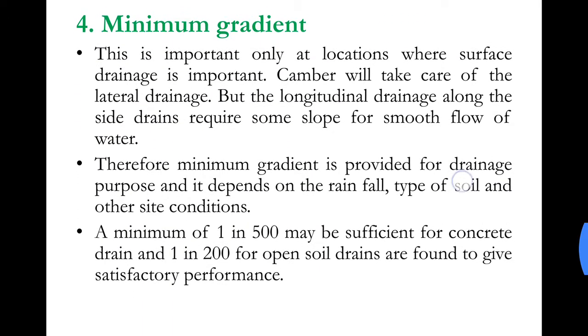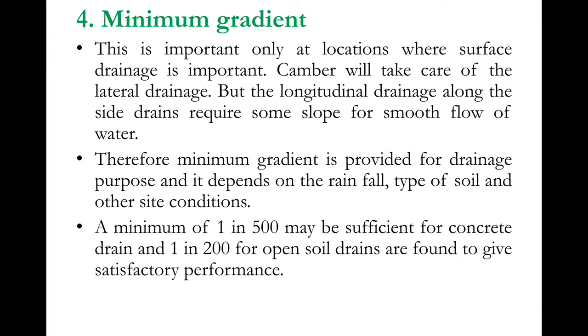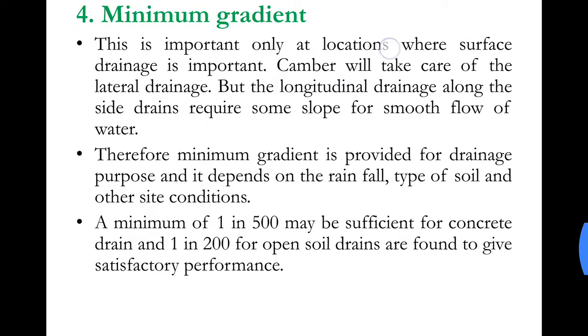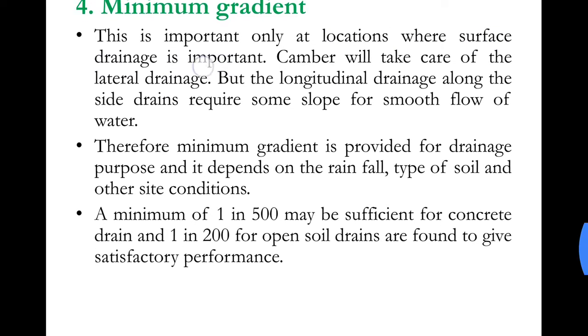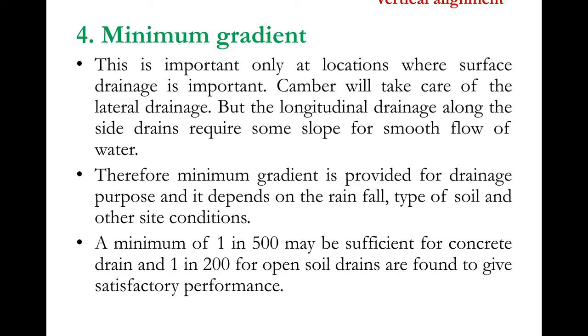Now the fourth type of gradient is minimum gradient. This is important only at locations where surface drainage is important. So the minimum gradient is nothing but the longitudinal gradient along the road surface or the longitudinal drains, the slope at the longitudinal drains or the road. This is used for drainage purpose of water.